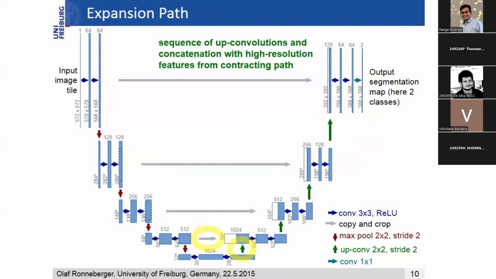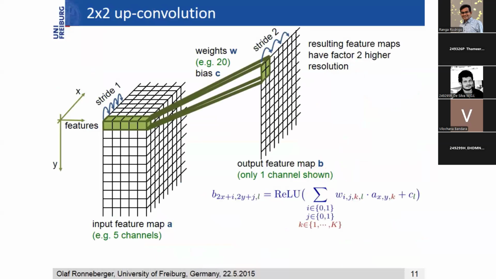This expansion path consists of a sequence of up-convolutions and concatenation with the corresponding high-resolution features from the contracting path. This up-convolution uses a learned kernel to map each feature vector to the 2x2 pixel output window, again followed by a nonlinear activation function. That's it.